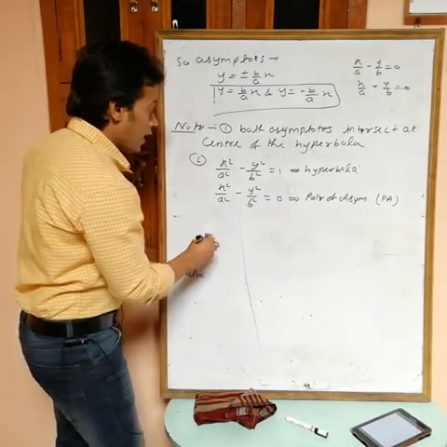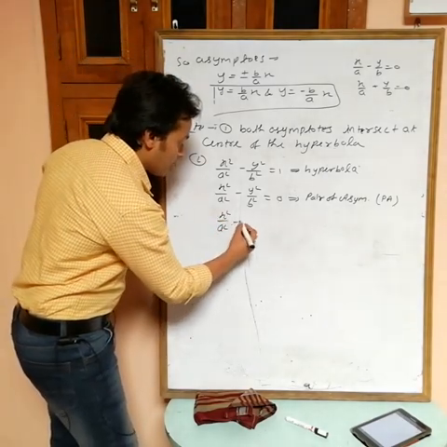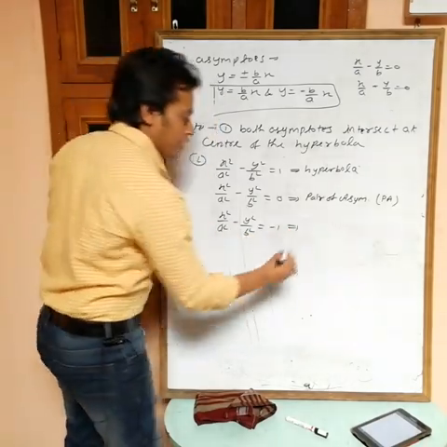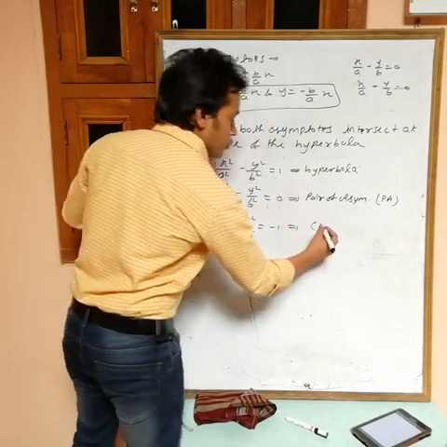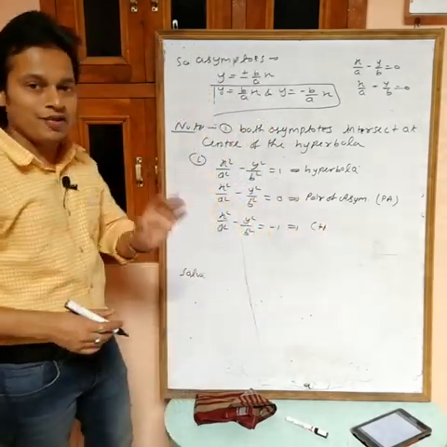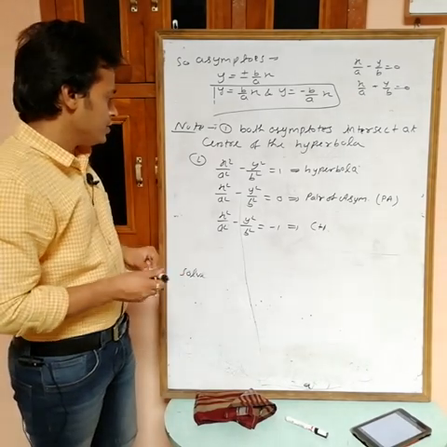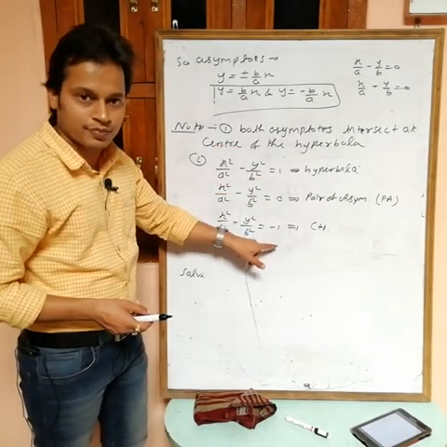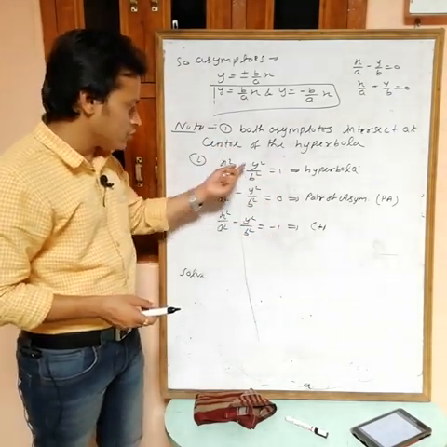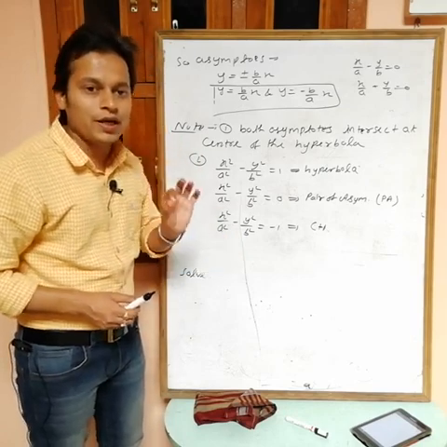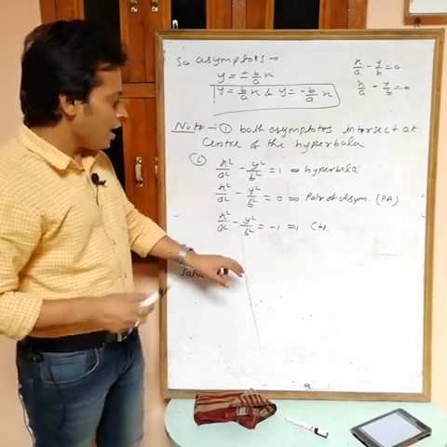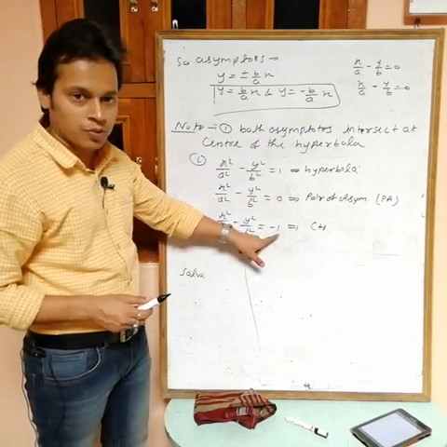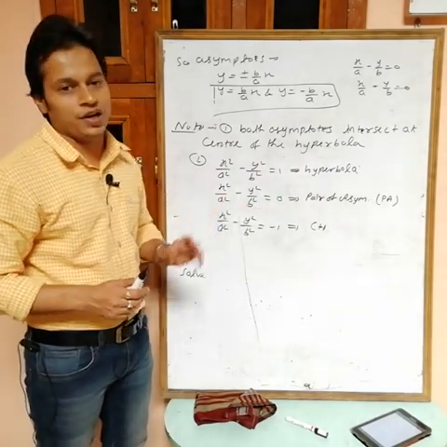And x square by a square minus y square by b square equals to minus 1 is the conjugate hyperbola. So in these three we have a relation such that there is only a difference in the constant term. Terms of x square are the same, terms of y square are the same, there is only a difference in the constant term. And also, if you add the constant term of the hyperbola and the constant term of the conjugate hyperbola, then always you will get twice that of the pair of asymptotes.